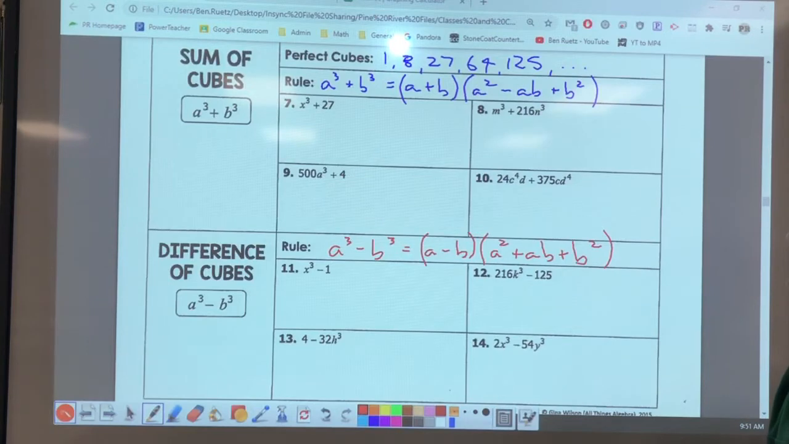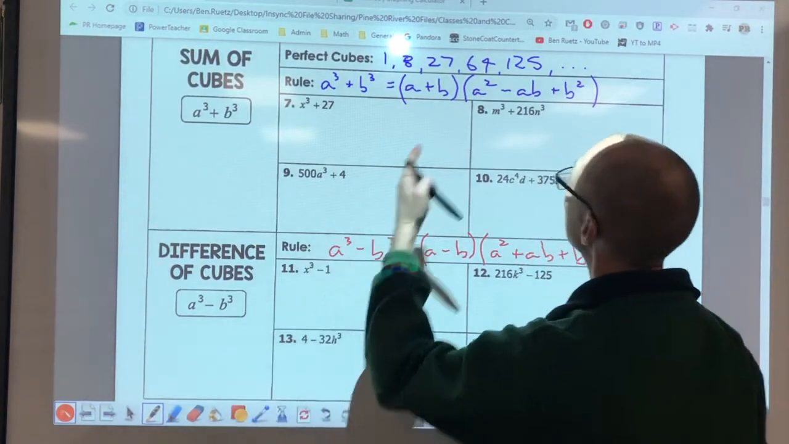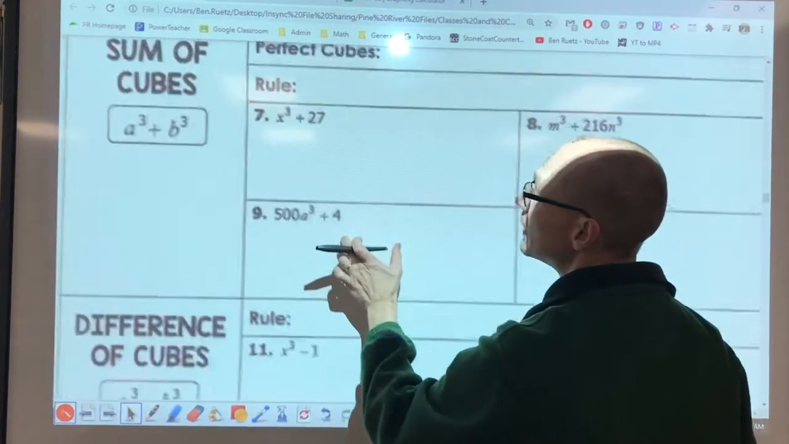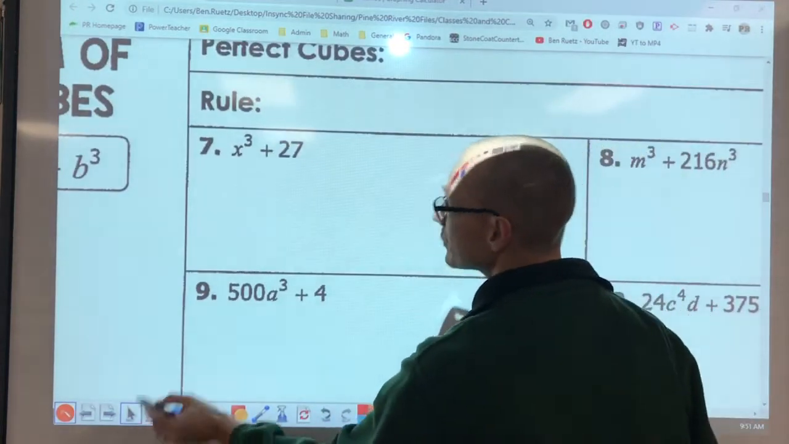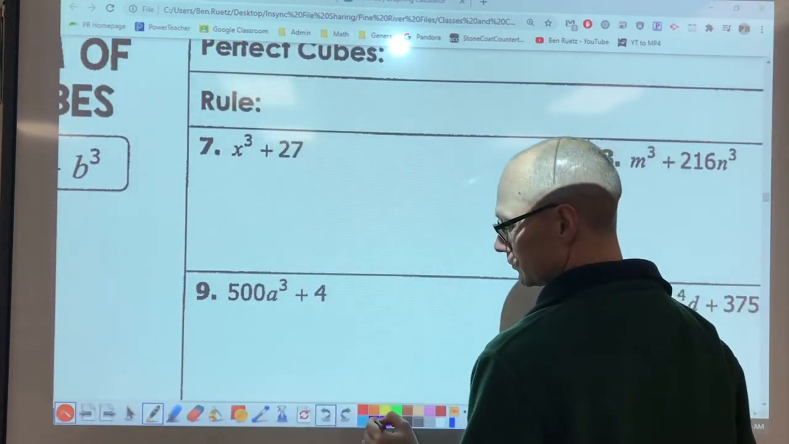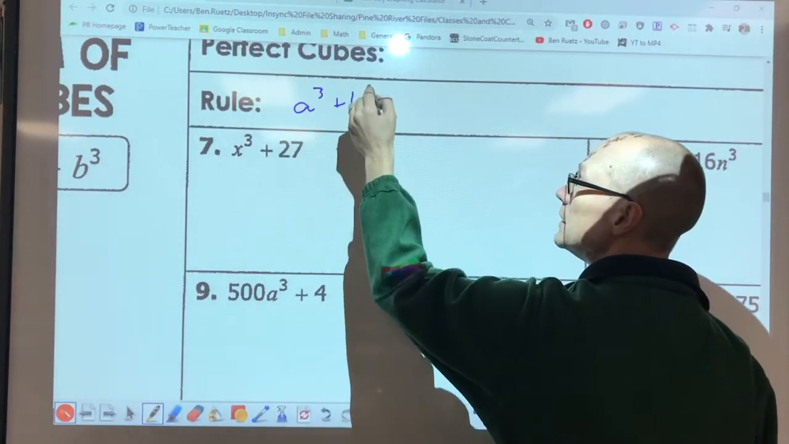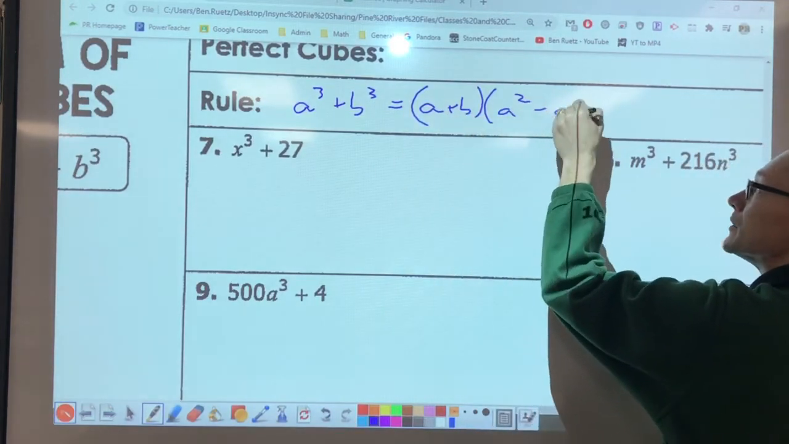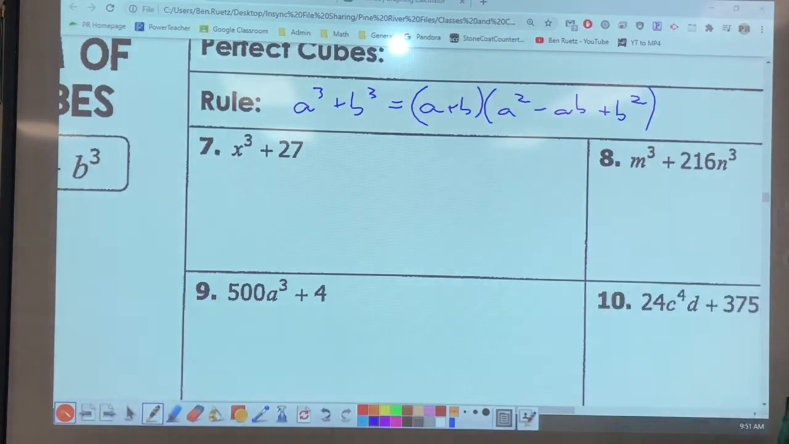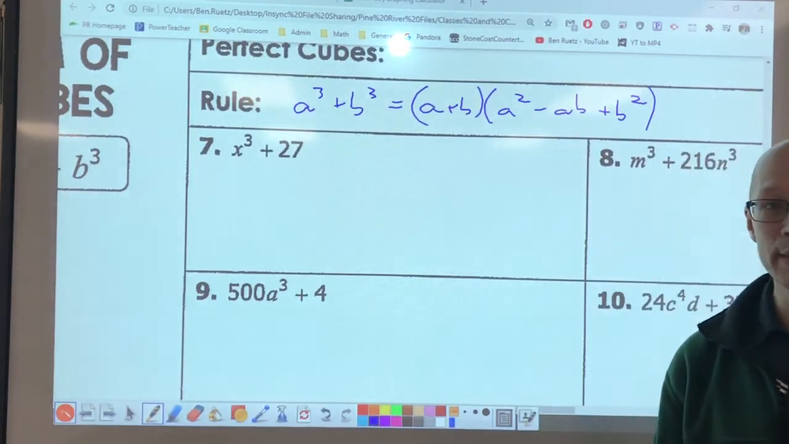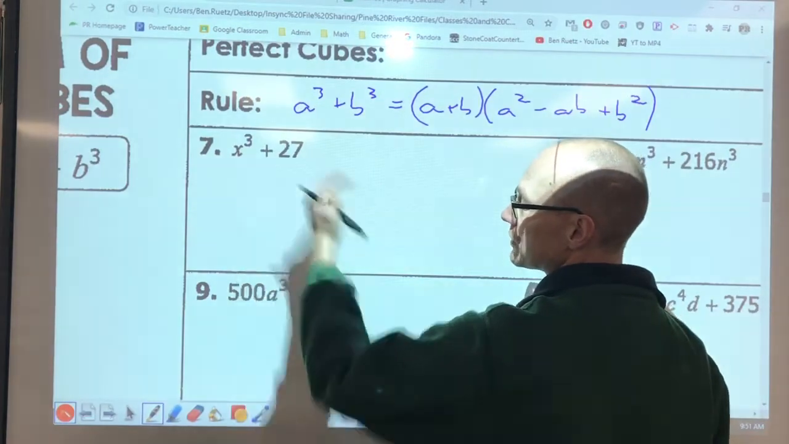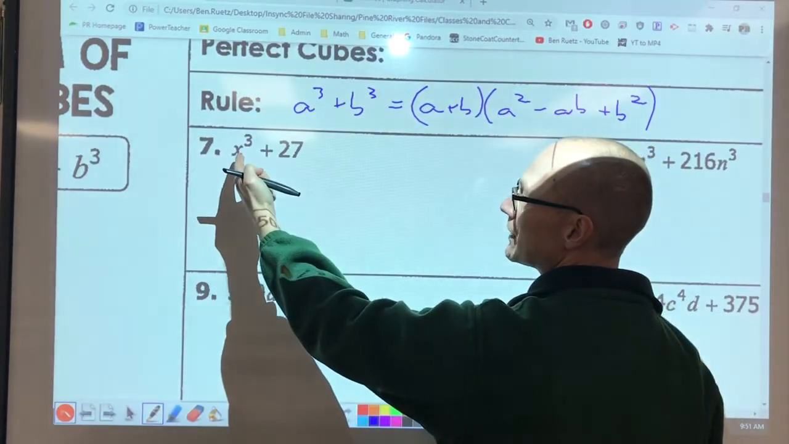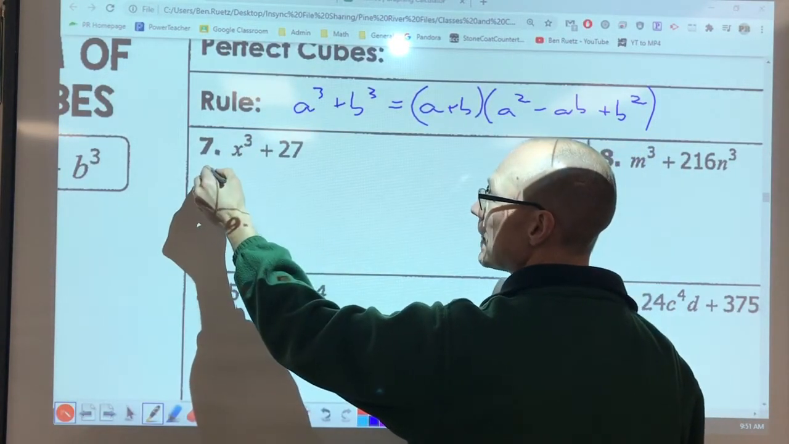Let me do number 7 for you, and I hope that you can remember that. I'm going to zoom in a little bit because I'm going to probably run out of space. Maybe I'll write this note down again. a cubed plus b cubed is going to factor into a plus b times a squared minus ab plus b squared. So we have to identify, first of all, what is our a, what is our b. This right here, we recognize that x cubed is x cubed.